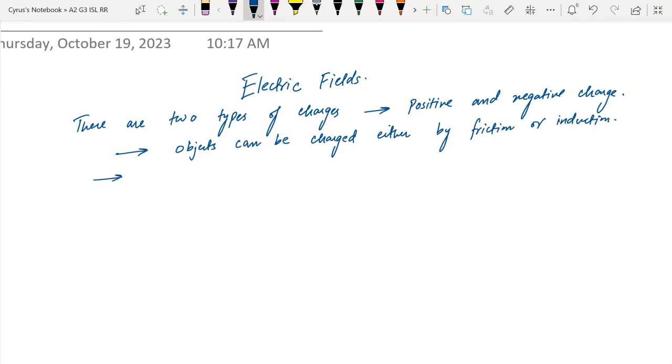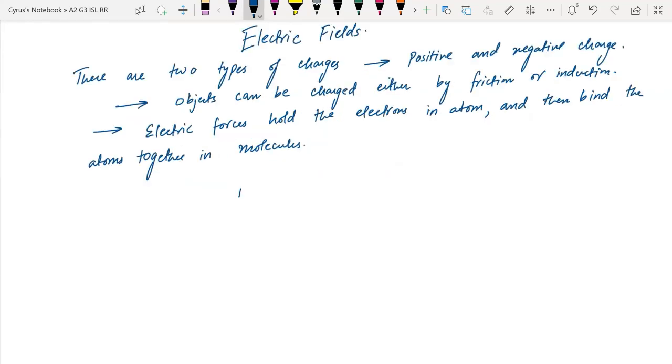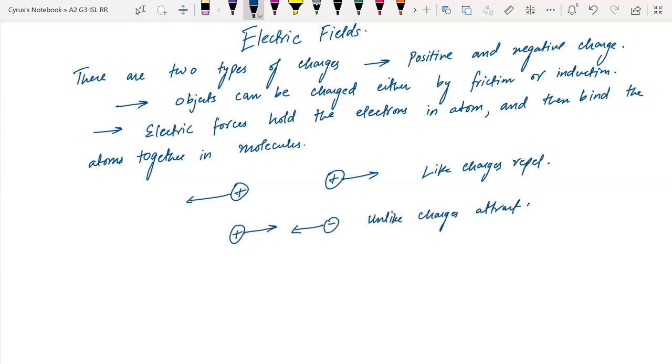You should know that electric forces between the charges hold the electrons in atoms and then bind the atoms together in molecules. We have a positive charge here and we have a positive charge here. You should know that like charges repel, and if we have unlike charges, they are going to attract, right? So like charges repel and unlike charges attract. This is going to go here, this is going to go here. This is something that we will use, right?